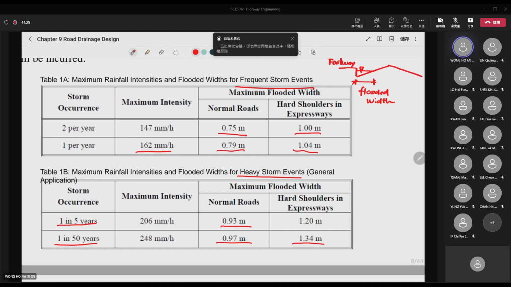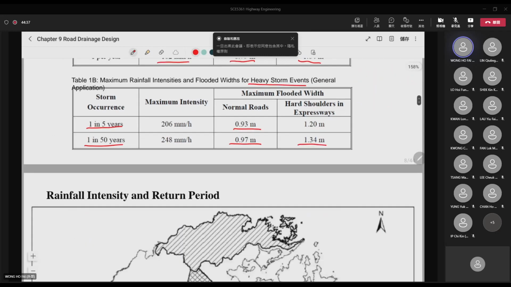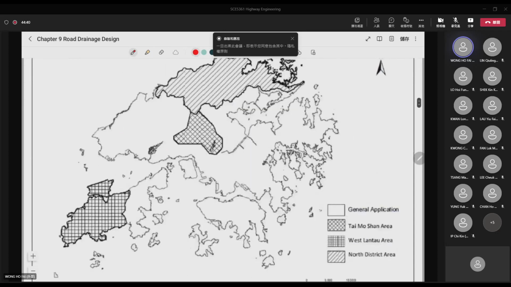So actually, we will see these kind of tables later. For different areas, we actually have different criteria. And then these are actually the locations in Hong Kong. You can see that different areas, actually, will have different rainfall. And then we will have different designs for different areas. Now you can see that the one with blank, there's no hash right here, then we can call the general applications. We will have a criteria for general application later. You will see that very soon.